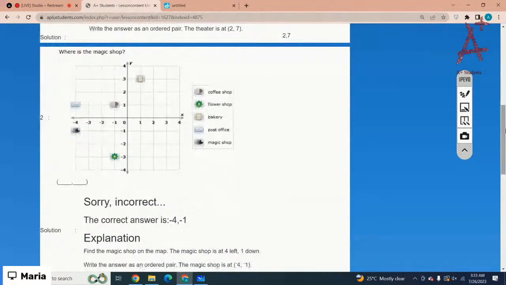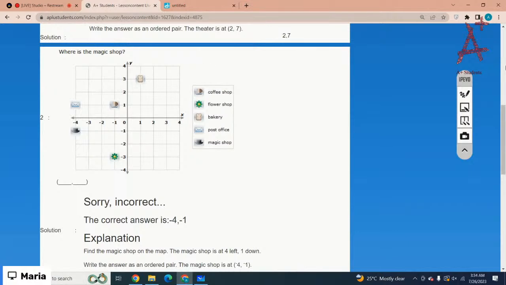Where is the magic shop? Okay, for the magic shop, this is the icon. Just look at this one. X is negative 4, and when you match it to the y axis it would be negative 1. That means the coordinate for the magic shop is negative 4 and negative 1, right?